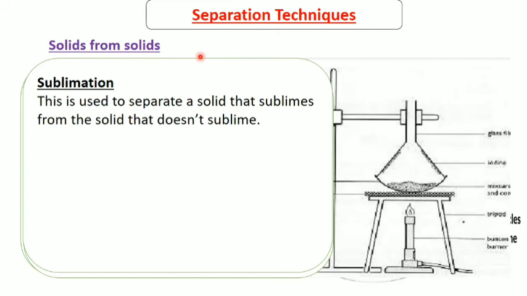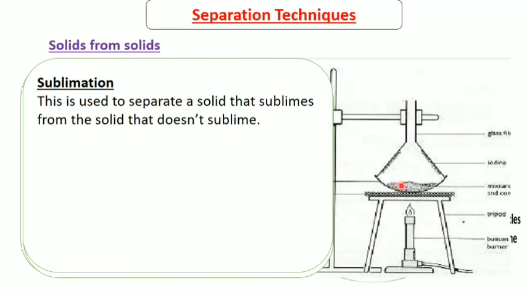An example of a process where we can apply sublimation is this. I've got a Bunsen burner here, a wire gauze, a tripod stand, and a mixture of iodine and common salt in here. To separate this, you heat the mixture. As you are heating the mixture, the substance that sublimes is going to sublime. In this case, it's iodine.